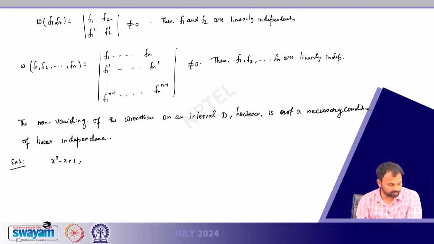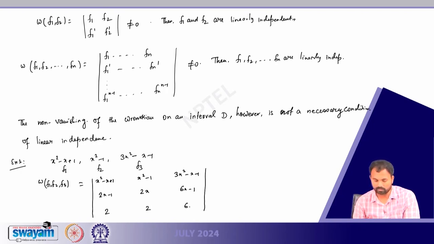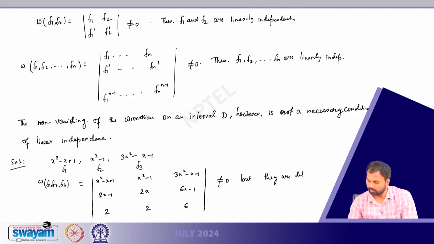x square minus x plus 1, x square minus 1 and 3x square minus x minus 1. Let us call these f1, f2 and f3. If we check the Wronskian of f1, f2 and f3, this will simply become x square minus x plus 1, x square minus 1, then 3x square minus x minus 1. And here if we do the first order derivative, this will be 2x minus 1, this will be 2x, this will be 6x minus 1, then we will have 2, 2 and 6. And if we calculate the Wronskian, it will come out to be zero, but they are dependent functions. We can see this right away.